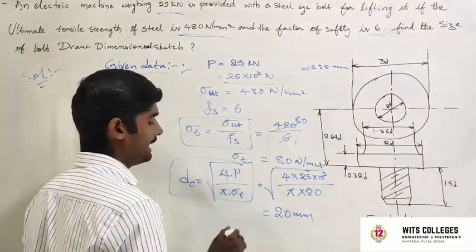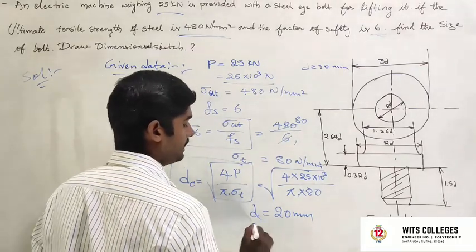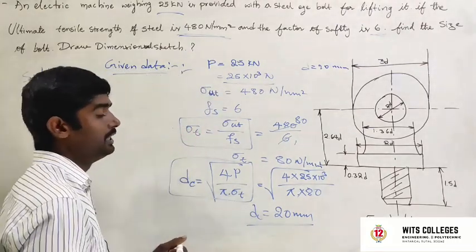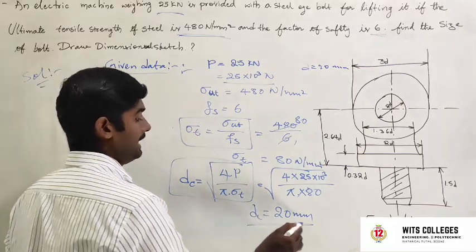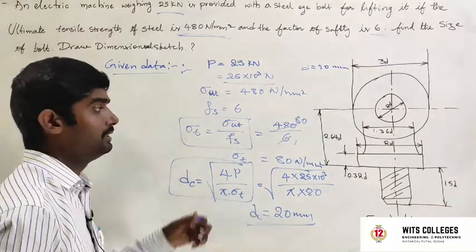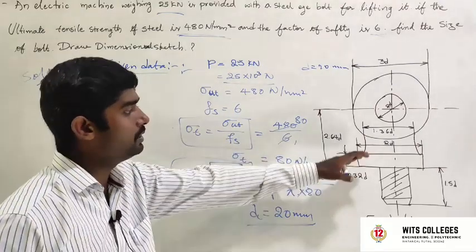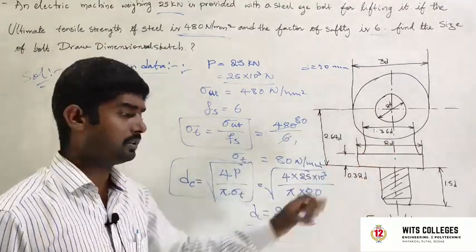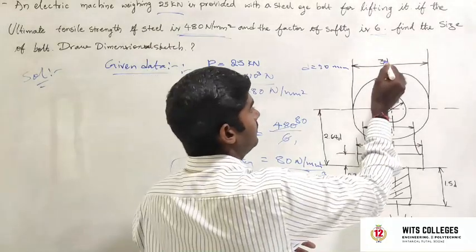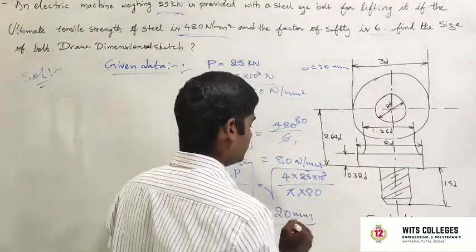The core diameter is denoted by D c. This is an approximate value. Use your calculator and find out the value of D. Okay, this is an important problem. Let's see, in this eye bolt there are standard specifications. Then substitute D as 20.